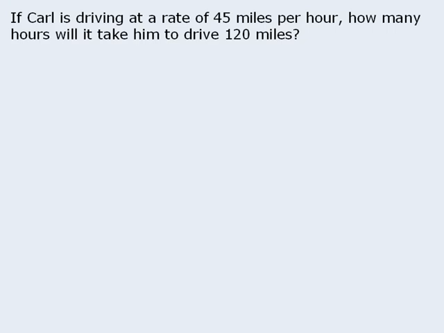Let's see how. In this question, we are told that Carl is driving at a speed of 45 miles per hour, and we want to calculate how many hours it will take him to drive 120 miles. Now, in a previous lesson, we learned that if we can rephrase any given information in the form "for every something there is or are something else," we can use ratios to solve the question.